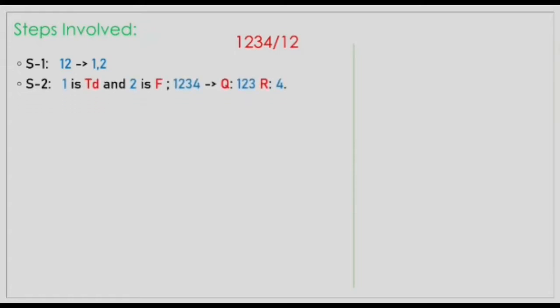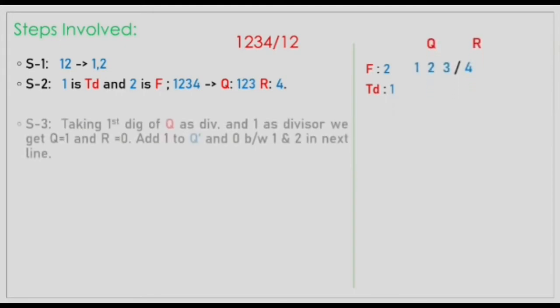Now, let's solve this division calculation using some simple steps. Step 1. Dividing the divisor into two parts, that's 1 and 2, as 12 is our divisor. And second step, 1 is our temporary divisor and 2 is our flag, and the dividend is divided into two parts, quotient part and remainder part. Let's write them down in our division calculation. Flag is 2, temporary divisor is 1, quotient part is 123, remainder part is 4.